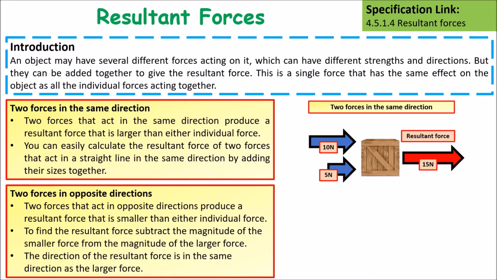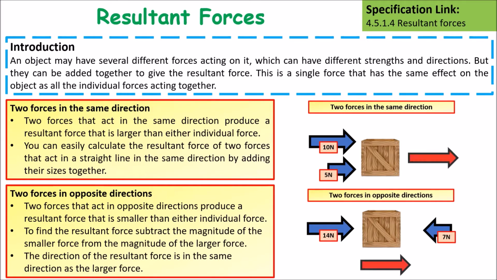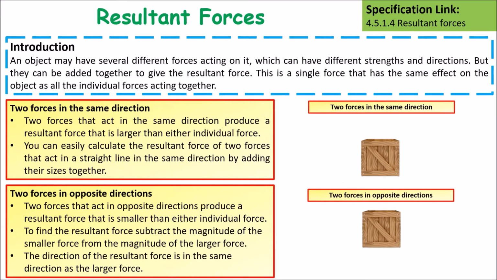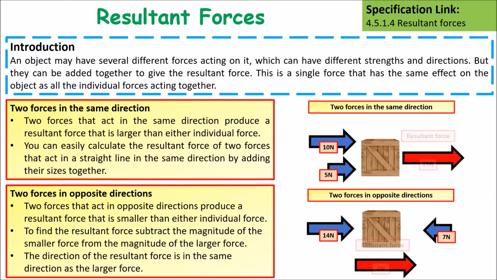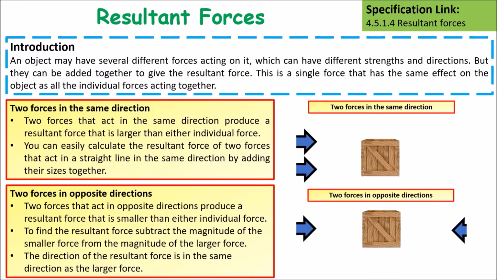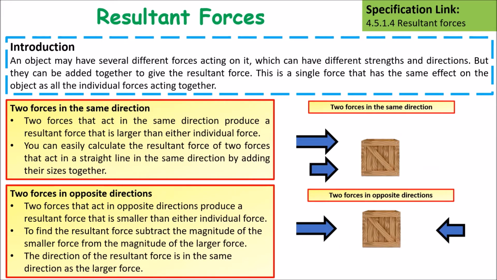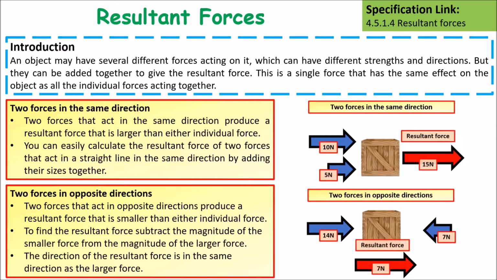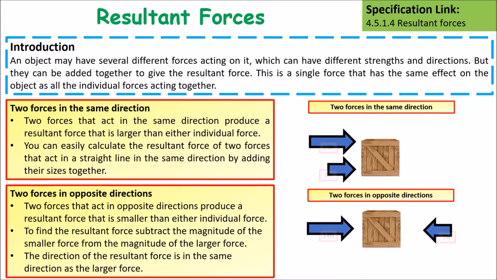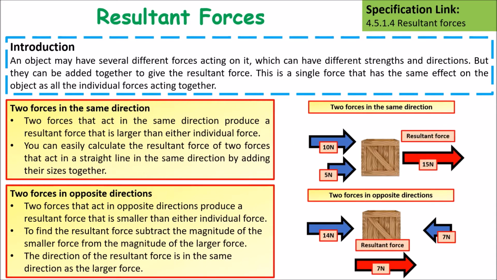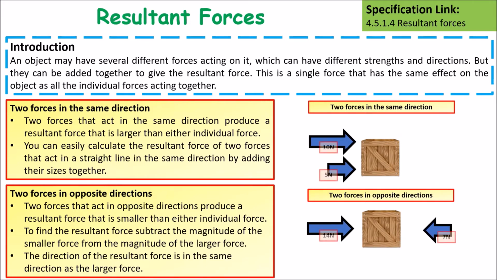We can have two forces acting in opposite directions. The two forces that act in opposite directions produce a resultant force that is smaller than each individual force. So to find a resultant force, you subtract the magnitude of the smaller one from the larger one. The direction of the resultant force is the same as the direction of the larger force.